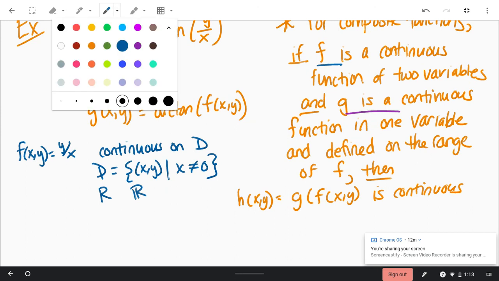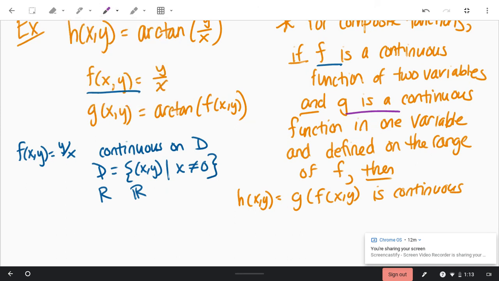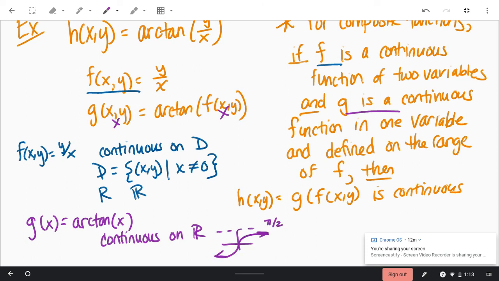So g is a continuous function in one variable. Your g of x is the arctan of x, basically, and we're just putting in f of xy in place of x. Your arctan graph is continuous everywhere. Remember, your arctan graph looks like that, between pi over 2 and negative pi over 2, so it's the inverse of your tangent graph. So that's true.